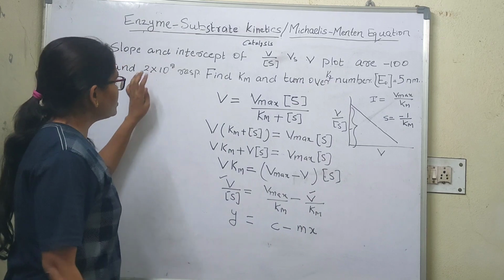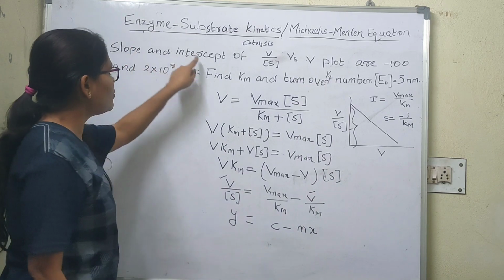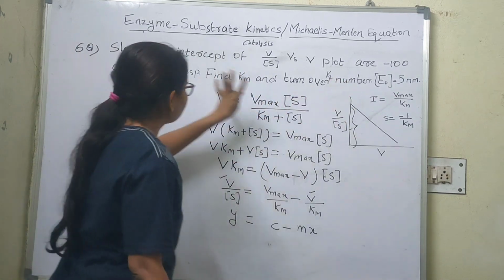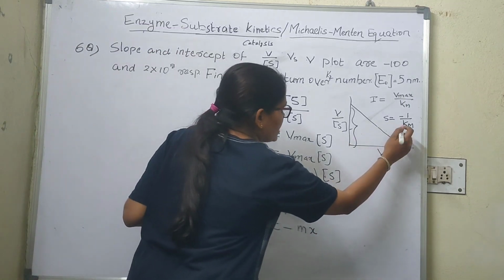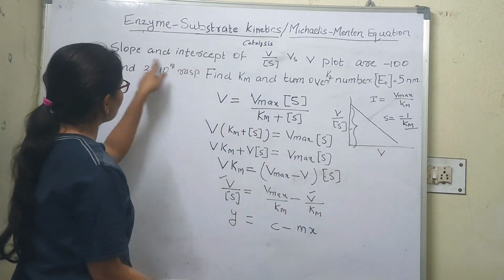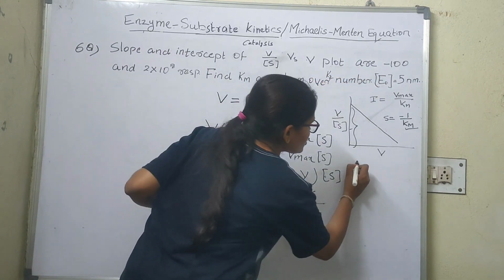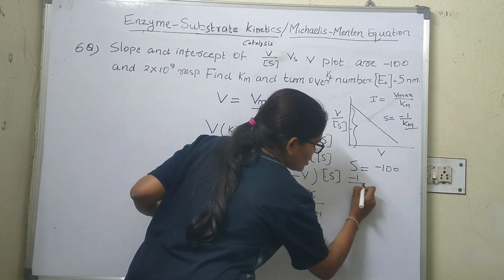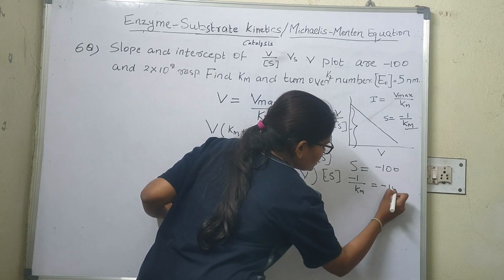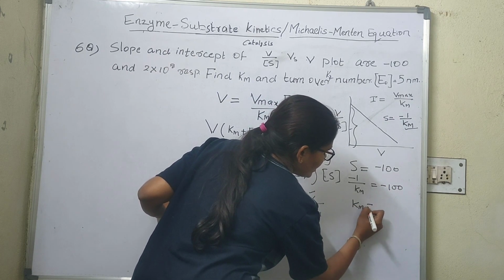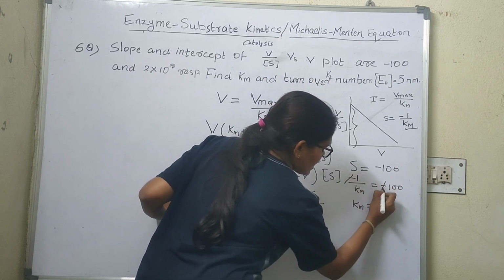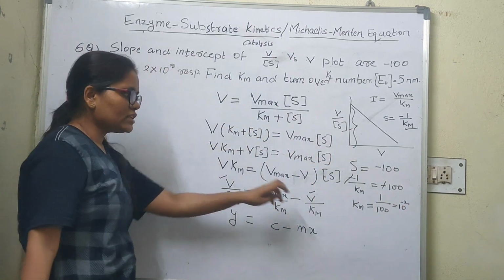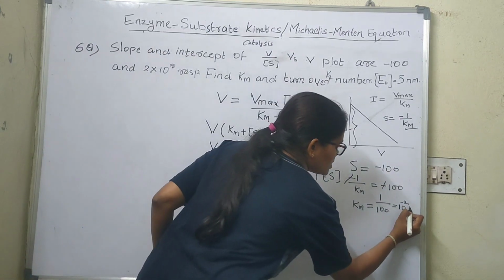So in this question you are given the value of slope and intercept and you are asked to find out the value of Michaelis constant and turnover number. You can easily find out Michaelis constant from the slope. The slope is given as minus 100, and we know that slope is minus 1 over Km. So minus 1 over Km is minus 100, which implies Km is equal to 1 over 100, the minus gets cancelled. That will be 10 power minus 2. Now we know that the unit for Km is concentration, that is molar.